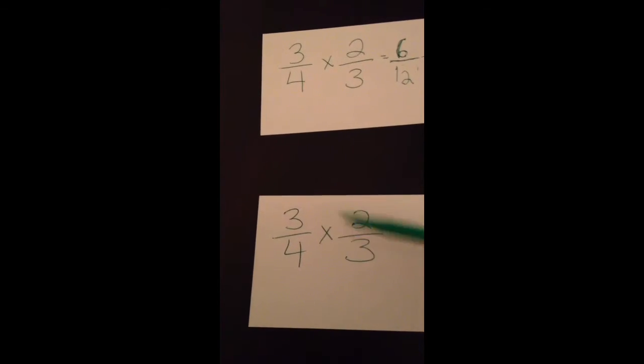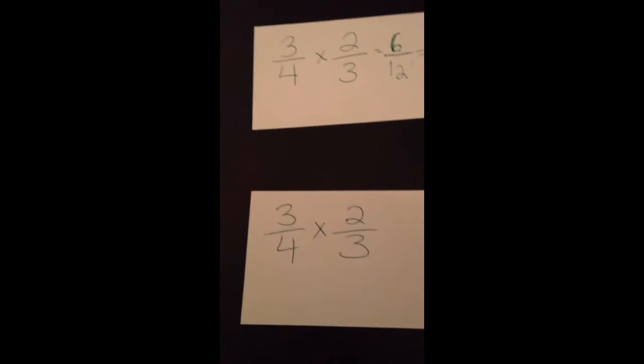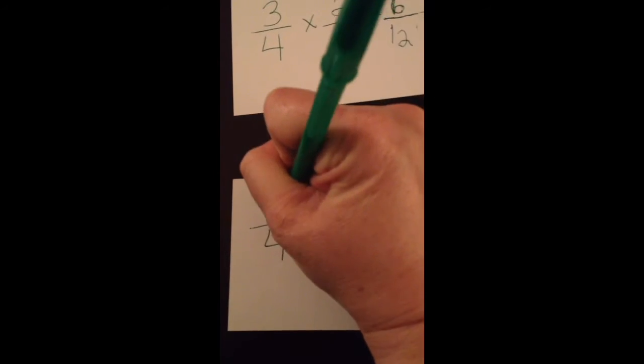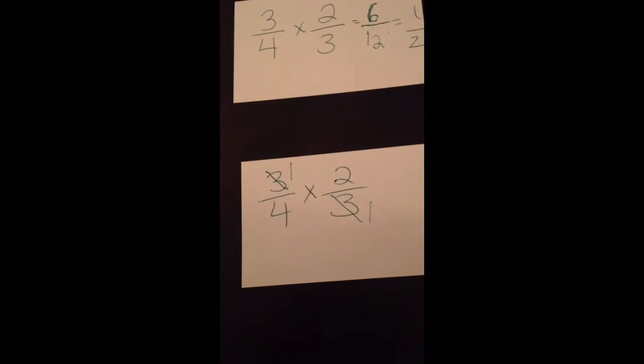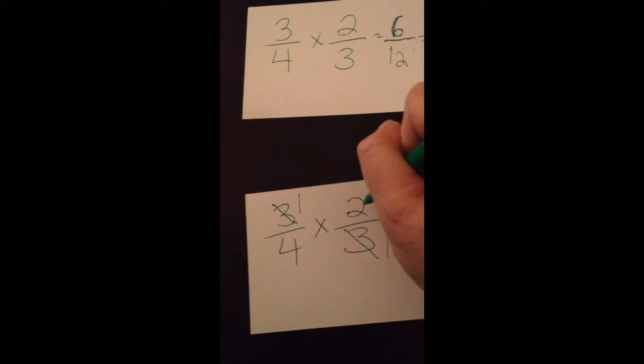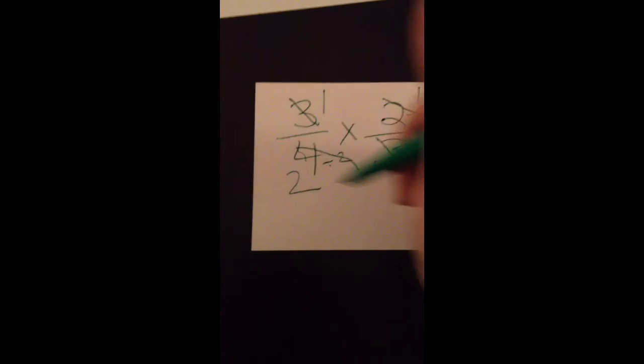So we're going to look diagonally, and we see that we have a 3 and a 3. So we can divide both of those 3's by 3. So 3 divided by 3 is 1, and 3 divided by 3 is 1. And then we can do the same thing with the 2 and the 4 because they have a common factor of 2. And I'm just going to write divide by 2 just so that you remember that's what I did. 2 divided by 2 is 1, and 4 divided by 2 is 2.